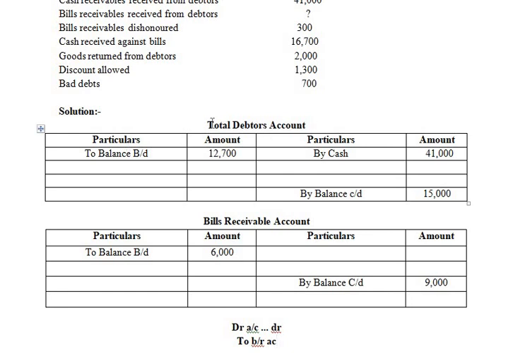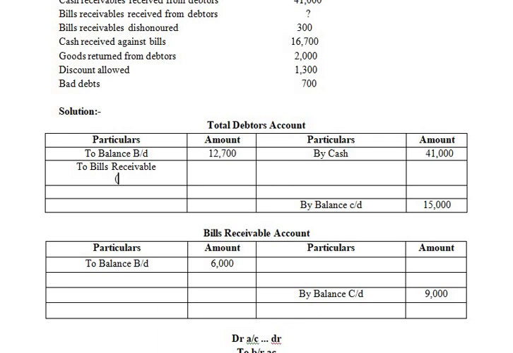Let's pass the entry. Total debtors account debit to bills receivable. So to bills receivable. And what will be the entry about bills dishonored?